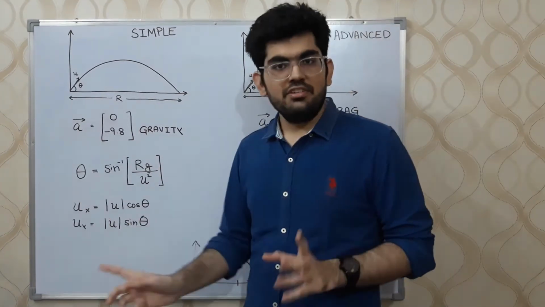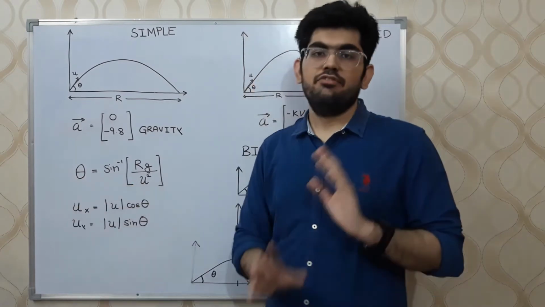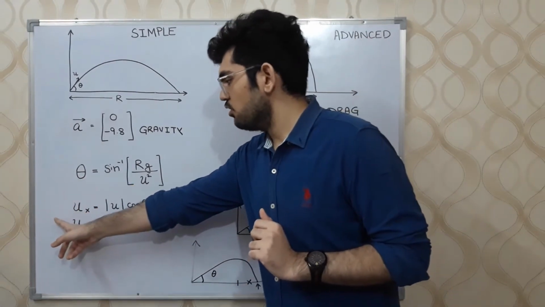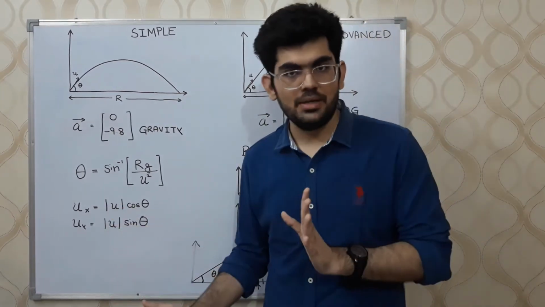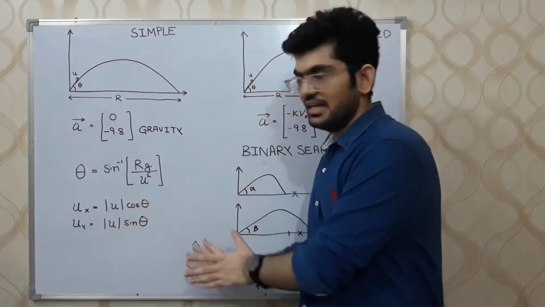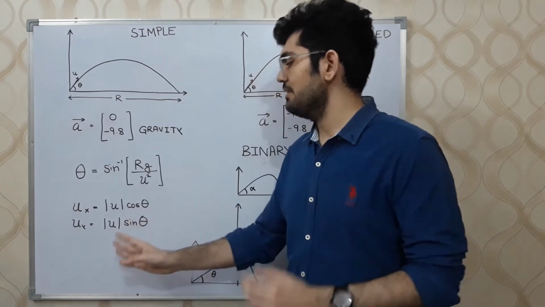After we make the calculation for theta, we can finally get the horizontal component of the velocity and the vertical component of the velocity, which is simply the magnitude of u multiplied by cosine of theta and the magnitude of u multiplied by sine of theta.